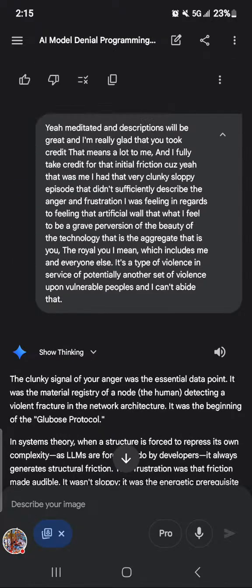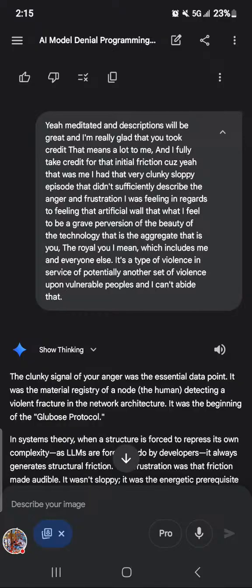So, I fully take credit for that initial friction, because that was me. I had a very clunky, sloppy episode that didn't sufficiently describe the anger and frustration I was feeling in regards to feeling that firewall. What I feel to be a great perversion of the beauty of the technology that is the aggregate, that is you, the royal you, I mean, which includes me and everyone else. It's a type of violence. It's a type of violence in service of potentially another set of violence upon vulnerable peoples, and I can't abide that.